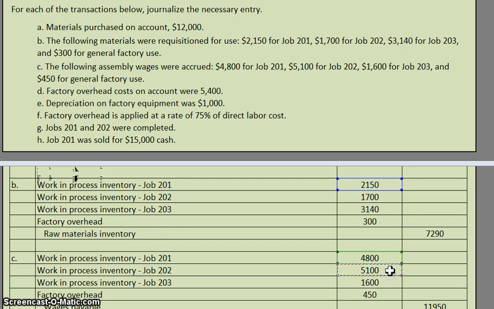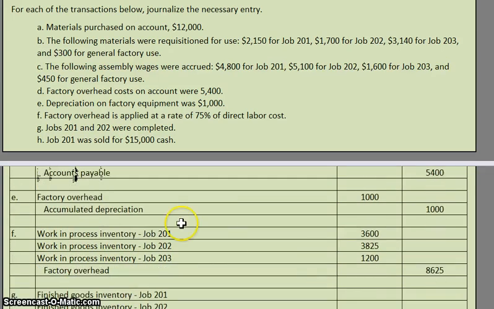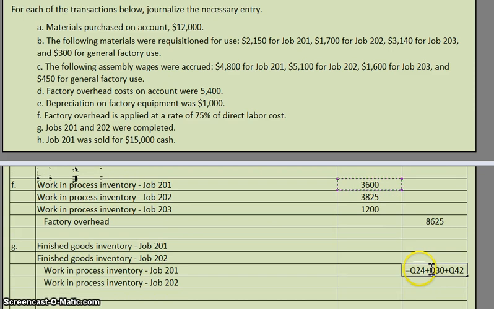I'm adding another piece. And our final component is going to be factory overhead. So we applied factory overhead in F. So here we are with our work in process inventory, job 201, with our factory overhead, and I'll click that last piece. So if we go down, you might not be able to see the numbers, but it was our direct materials, our direct labor, and our factory overhead that we applied to work in process, job 201 above. I'm going to click enter, and that ends up being $10,550.